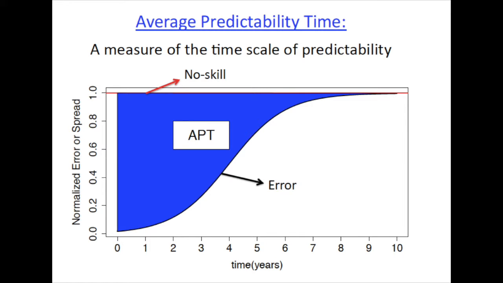So I'm interested in finding an index that can be used to maximize the predictability on longer time scales. So what I do is I try to maximize this area using some sophisticated techniques, which I call average predictability time, or APT. This is what I'm trying to do and see what happens.